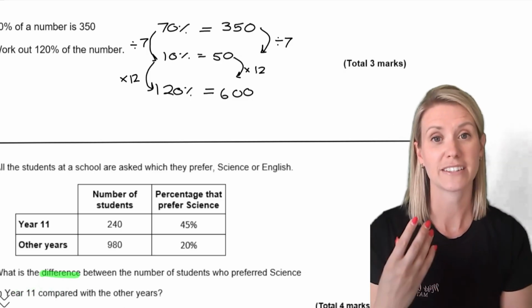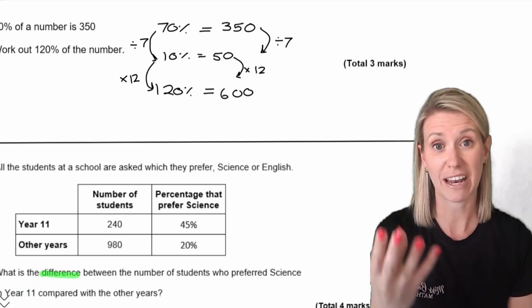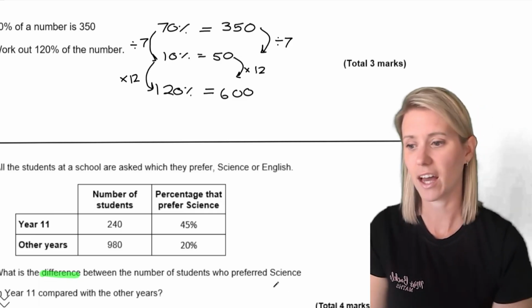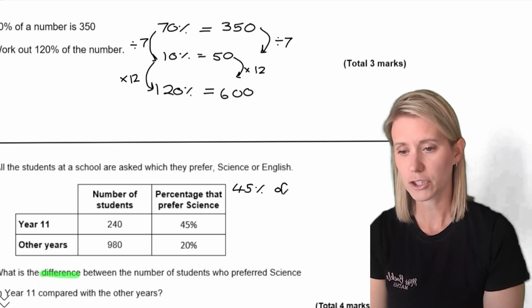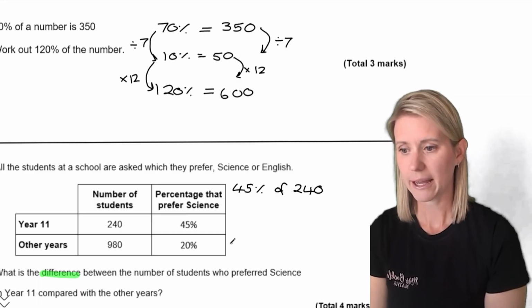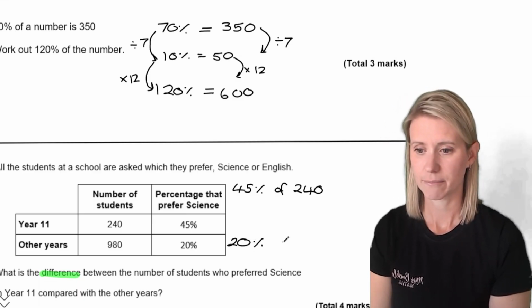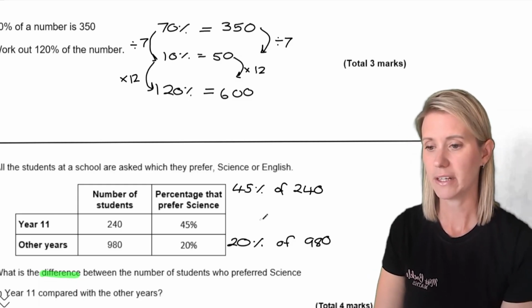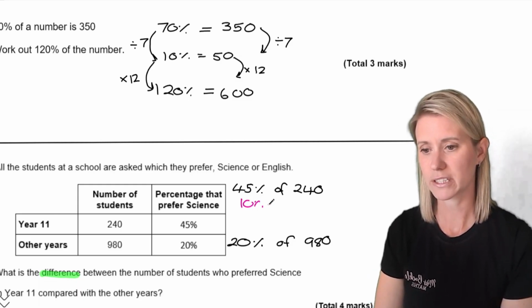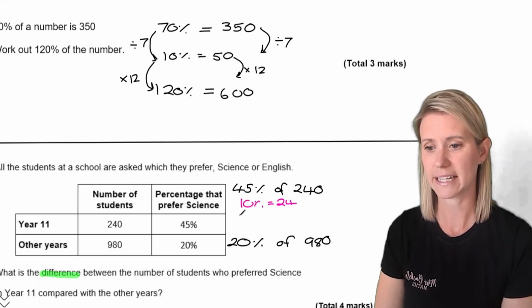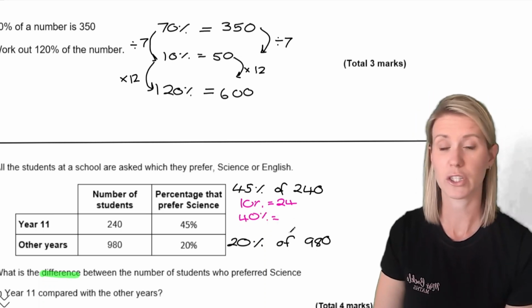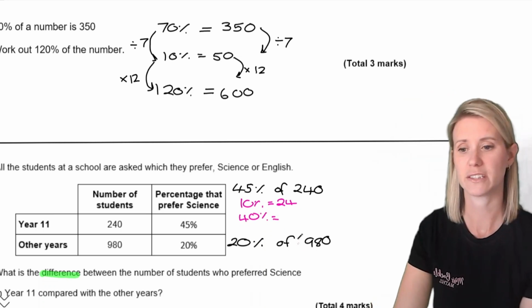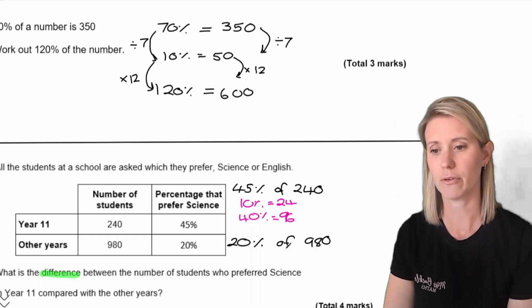We need to know first how many students preferred science in year 11 and how many students preferred science in the other years. So we need 45% of 240 and we need 20% of 980. So let's get going on that to start with. 10% of 240 is 24. We're dividing it by 10. 40% is going to be that times 4. So we're doing 24 times 4, which is 96.